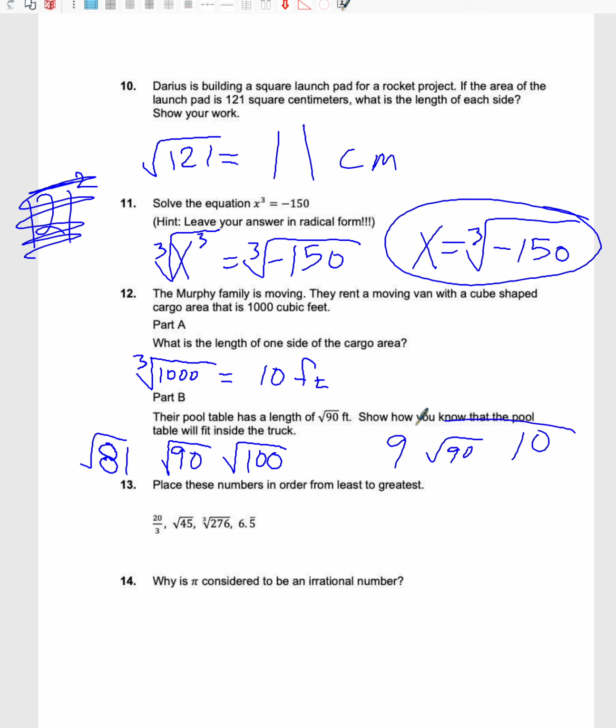So if you have something like this, or you have square root of 90 is less than 10, I'm okay with that. Either one of those tells me that you know that it will fit on the truck. Don't change it to a decimal. That's not what we did with these kinds of problems. Don't just put it in your calculator and say square root of 90 is 9.5 or whatever it is. It's not how we did these.